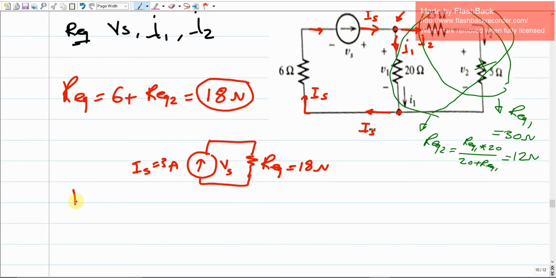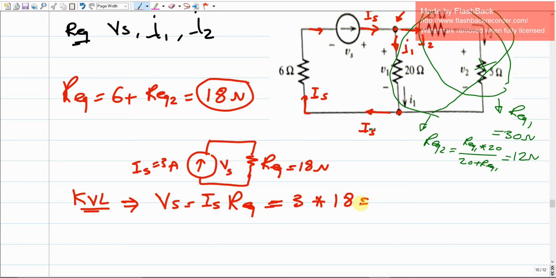So according to Kirchhoff's voltage law applied to this electrical circuit, we're going to say that Vs equals Is times R equivalent. So what does it mean? It means that the Is, which is already 3 ampere, times the R equivalent, which is 18. If we did the calculation, we're going to end up with 3 times 18. This is going to give us 54 volt. This is for the Vs, and this is one of the requirements, by the way.